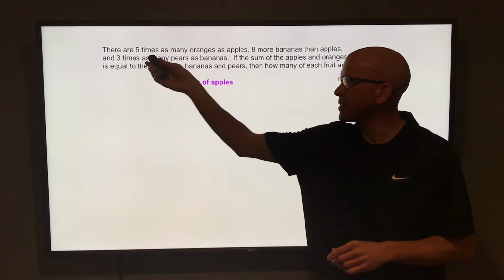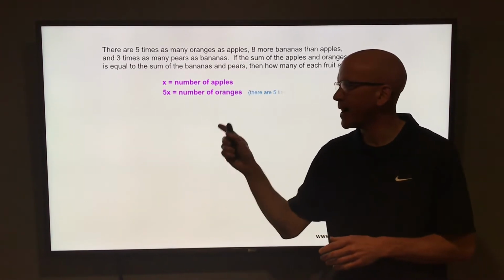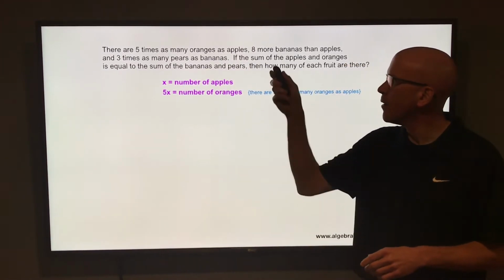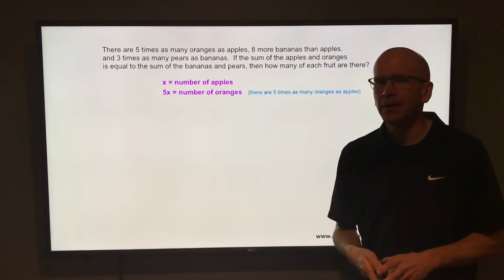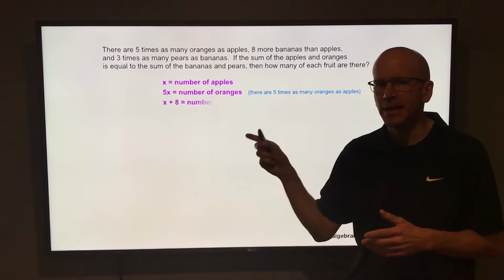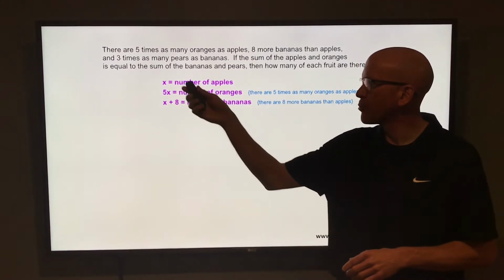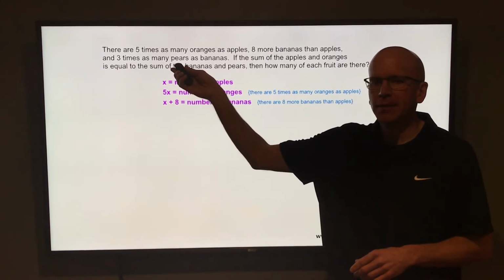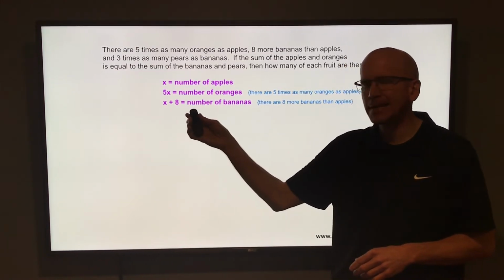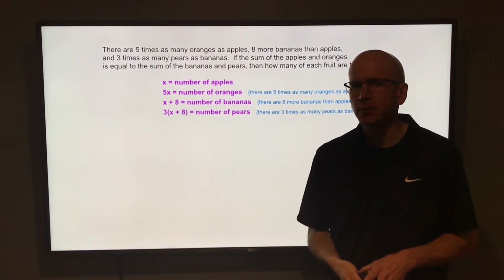It says there are 5 times as many oranges as apples. If x is the number of apples, 5x would be the number of oranges. Also, it says there are 8 more bananas than apples. Once again, if x is the number of apples, 8 more than that would be x plus 8, and that is the number of bananas. There are 3 times as many pears as bananas. Well, x plus 8 is the number of bananas, so 3 times that would be 3 times (x plus 8).